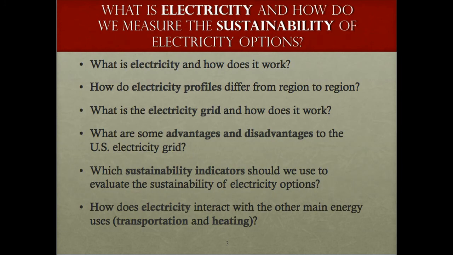This week you will be exploring the answers to these questions related to the electricity sector. What is electricity and how does it work? How do electricity profiles differ from region to region? What is the electricity grid and how does it work? What are some advantages and disadvantages to the U.S. electricity grid? Which sustainability indicators should we use to evaluate the sustainability of electricity options? And how does electricity interact with the other main energy uses, transportation and heating?